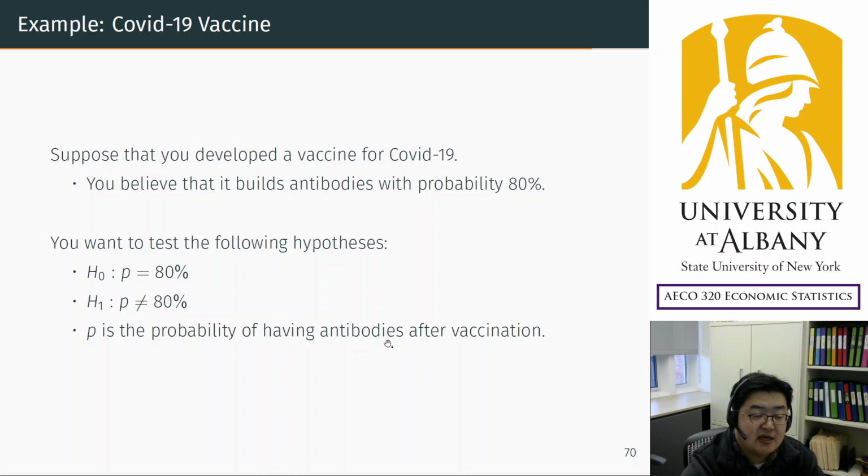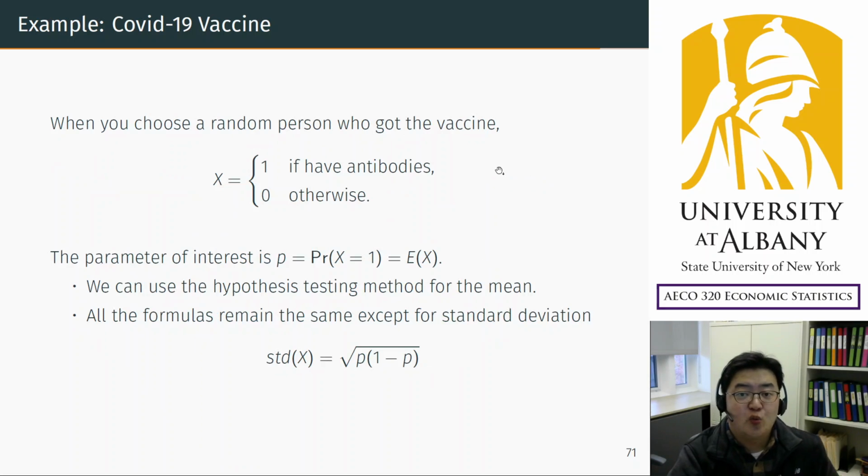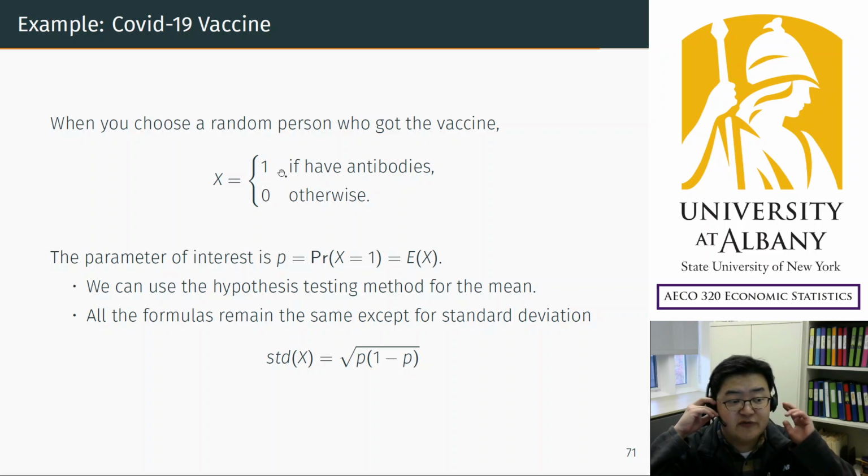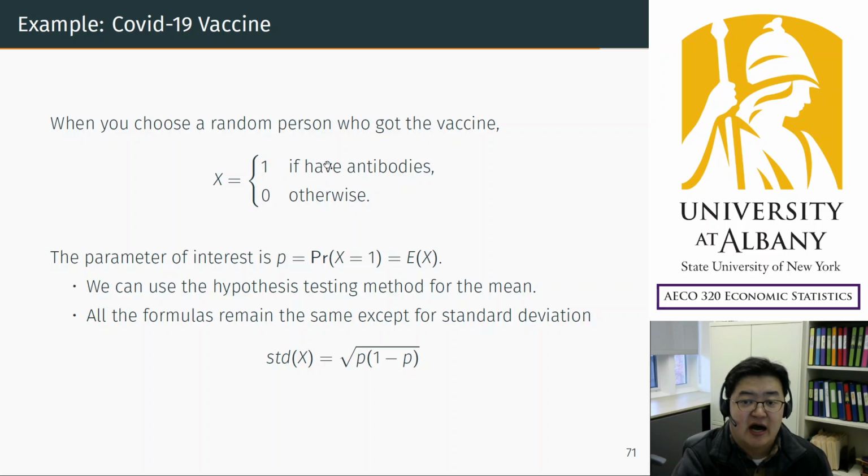So how do we collect data? We are going to choose a random person and give a vaccine to the person, and then we observe after the vaccination. We do an antibody test and see the result. X is a random variable defined this way. X takes 1 if the person developed antibodies, but if not, 0. So 1 is success, 0 is failure.